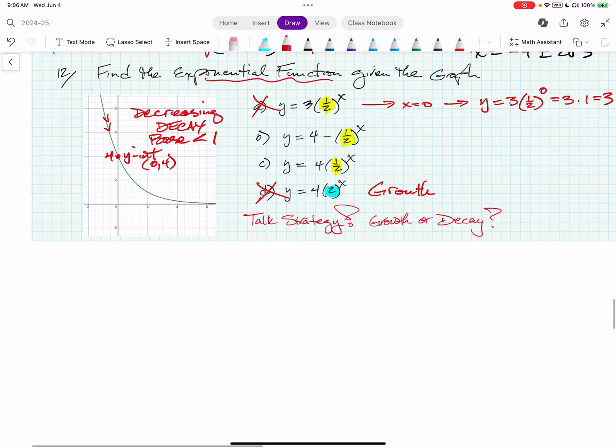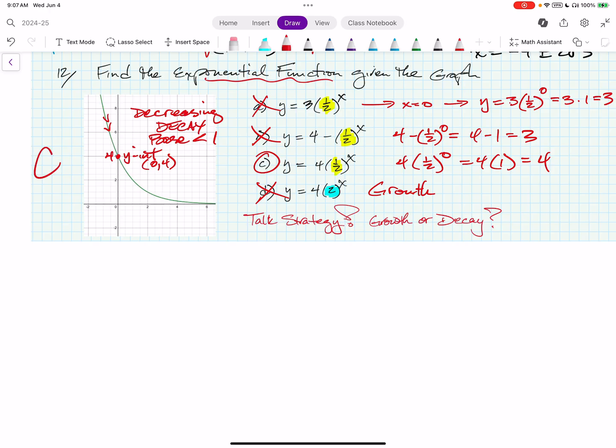Okay, on this one here, we substitute 0 in. So 4 minus 1/2 to the 0 power. 4 minus 1, that's 3 again. So this one's not it. So here we take 4 times 1/2 to the 0 power, and that's 4 times 1, which is 4. That's it. Okay, so C is it. So you have to do some work here, guys.